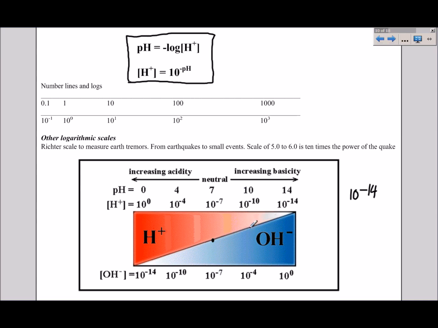Let's choose another point. If we were at a pH of 10, that would mean that the concentration of the H plus in the solution is 10 to the minus 10. The pOH is in turn 4, so the concentration in this case of the hydroxide ions in solution is 10 to the minus 4. And again, when we multiply these, we are left with 10 to the negative 14.